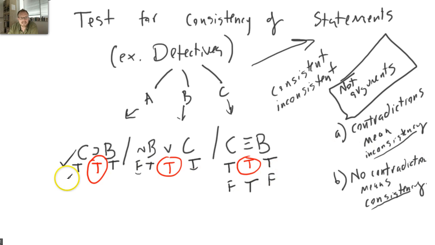But we still need to check this second line, because remember, if we find a contradiction, we'll know that these statements could be inconsistent. And since we're detectives, we want to do a good job with this. So this is going to be false. What if B is false? How do things work out? And what if C is false?